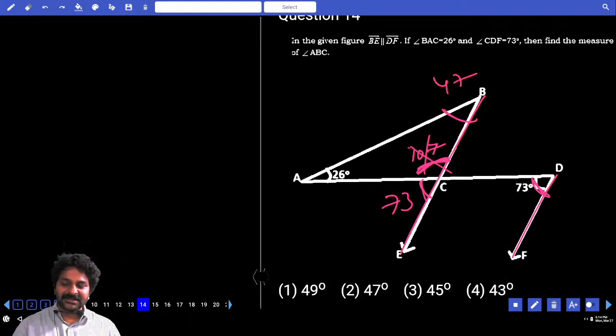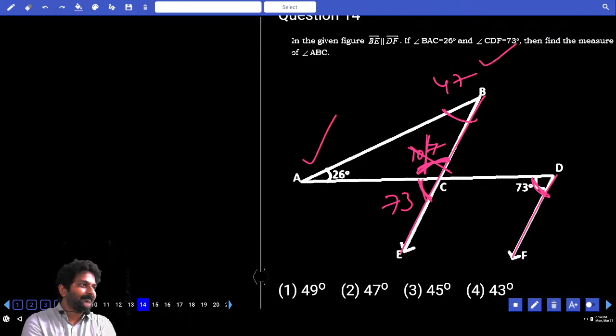Without calculating 107 also you can calculate. Angle at C must be equal to angle at B and angle at A, right?